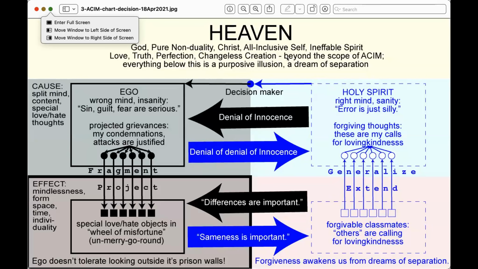So the bottom line of the ego's thing is, the ego doesn't tolerate looking outside its prison walls. The ego is constantly trying to get us out of our mind into the world and identifying with the world. So the thrust of the ego's thought system is always downward, and it's trying to push down. That's why I've got all those black arrows pointing to the little squares in this particular diagram. Let's project the unconscious, unfounded guilt onto each specific thing that comes up moment to moment in our lives, onto those things, and then they become the scapegoats.